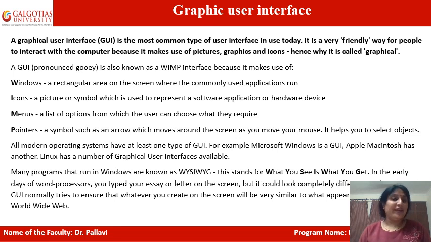It is pronounced GUI. If you remember the video which I shared with you, it was saying GUI again and again. GUI is also known as WIMP interface because it makes use of windows, icons, menus, pointers, and so many things. All modern operating systems have at least one type of GUI. For example, Microsoft Windows is a GUI, Apple Macintosh has another, and Linux has a number of graphical user interfaces available.